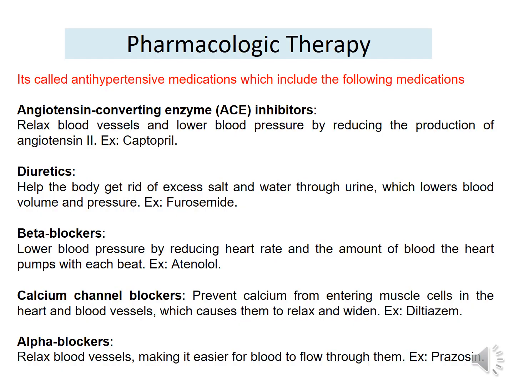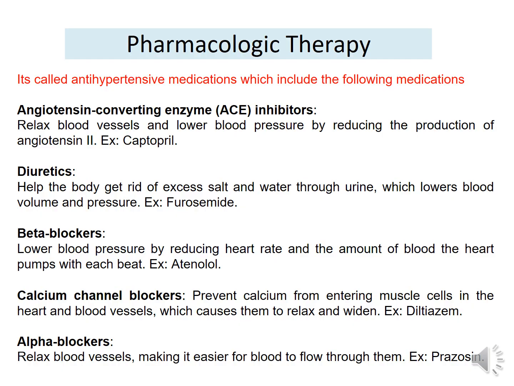For example, captopril. Captopril is a medication from the class called angiotensin converting enzyme inhibitors, abbreviated ACE inhibitors. Inhibitors means blockers. Diuretics are medication used to get rid of excess salt and water, like furosemide. Beta blockers lower blood pressure by reducing heart rate and the amount of blood the heart pumps with each beat, like atenolol. Beta blockers work on the beta nodes or beta receptors in the heart, which allows the heart to decrease the blood pressure and reduce the effort of the blood, and so treating the hypertension.